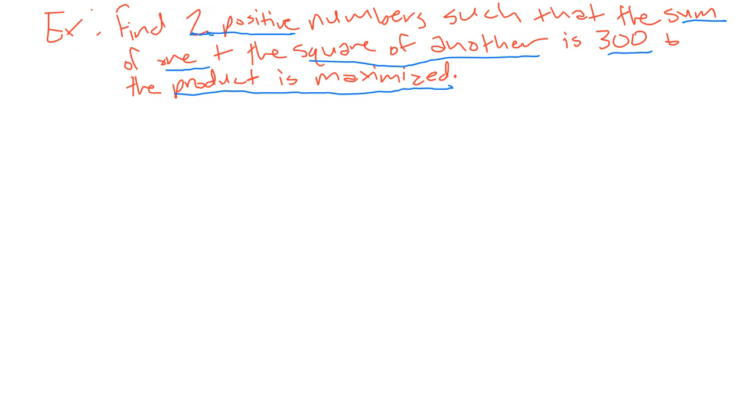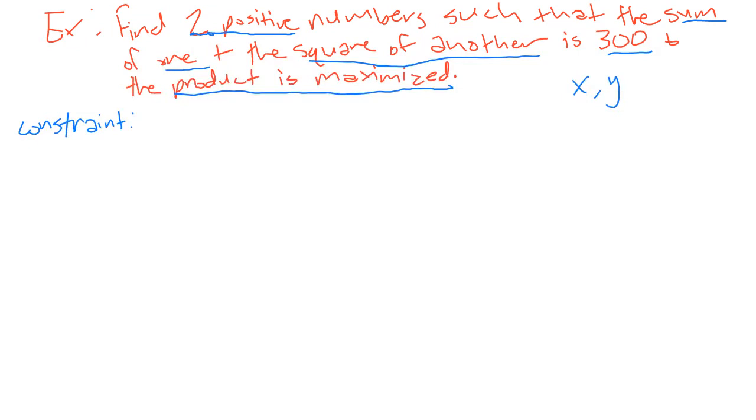So let's work through this and see what we have. We know that we have two numbers. Let's call them x and y. We know that we have our constraint, and what I mean by constraint is the function that we know for sure, and that's going to help us relate things to it.